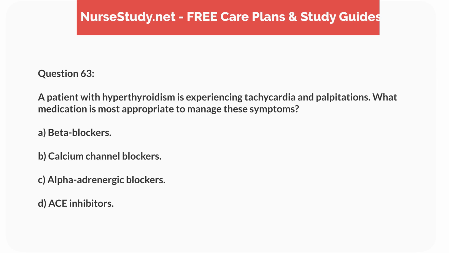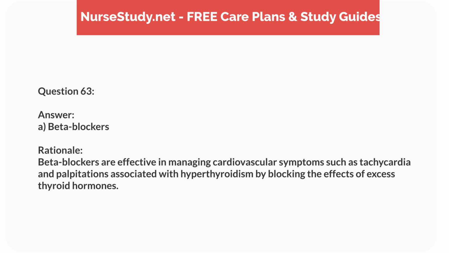What medication is most appropriate to manage these symptoms? A. Beta blockers. B. Calcium channel blockers. C. Alpha-adrenergic blockers. D. ACE inhibitors. Answer: A. Beta blockers. Rationale: beta blockers are effective in managing cardiovascular symptoms such as tachycardia and palpitations associated with hyperthyroidism by blocking the effects of excess thyroid hormones.